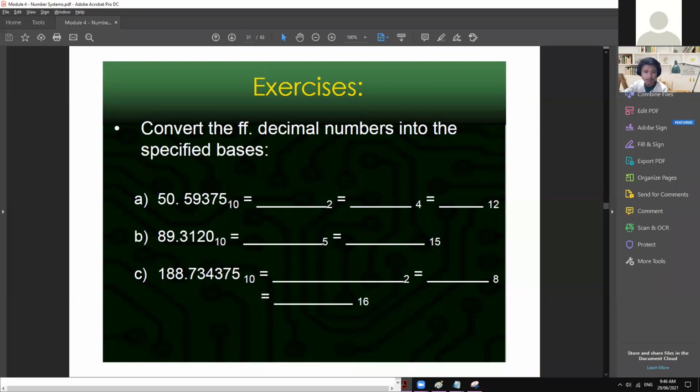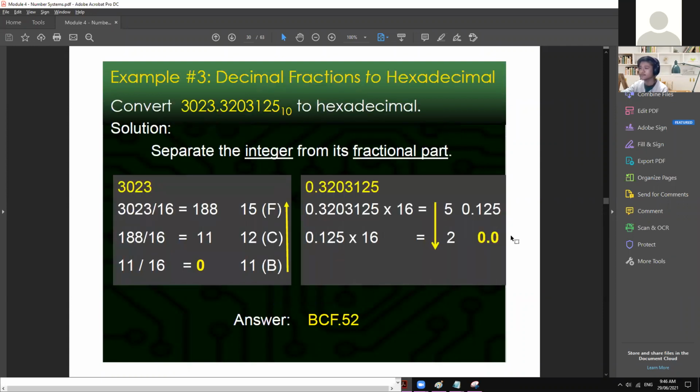Okay, there is a question. So paano ulit nakuha yung 15, sir? Where is the 15? This one right here? This is the one that you're talking about? 15? Okay, so 3023 divided by 16. Just put this one on your calculator. Okay, and then you will get 188 point something, right? And then just multiply that something to 16. And then you will get 15.